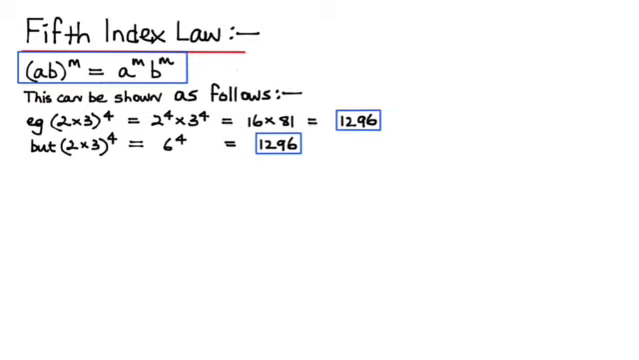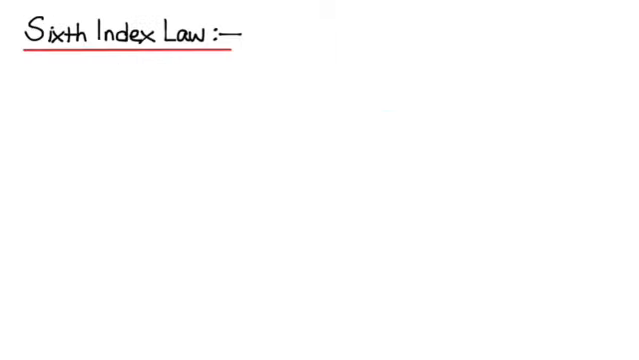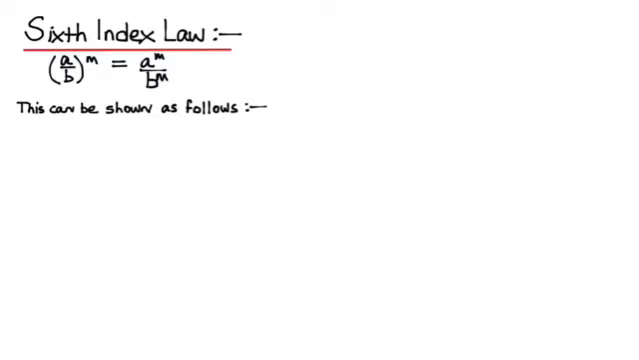Okay? Happy? So now we come to the sixth and final index law. And this one states that A over B, all raised to the power m, is equal to A to the m over B to the m. And we can show this as follows. Say, for example, we had 6 divided by 2, all raised to the power 3, ladies and gentlemen. Now, according to this sixth index law, that would be 6 to the 3 over 2 to the 3.